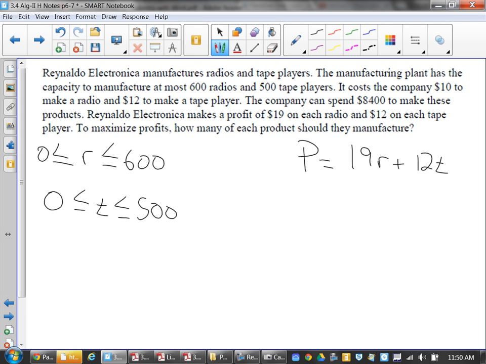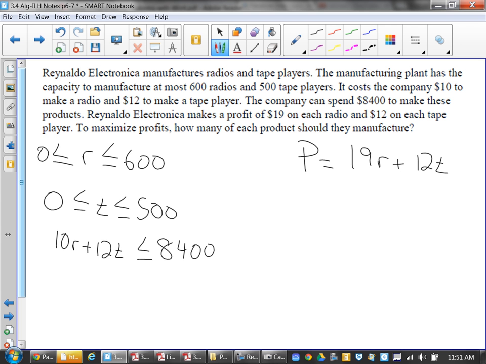Now this looks like one of the boundary problems we did yesterday, where you just wrote it as a compound inequality. The last little bit of info talked about their costs. They can spend no more than $8,400, so the maximum amount they're going to spend is $8,400. They can't spend any more than that, and it costs 10 and 12. So 10R plus 12T is less than or equal to 8,400. Yep. And those are all your parameters. Okay, we're going to plot it and go.